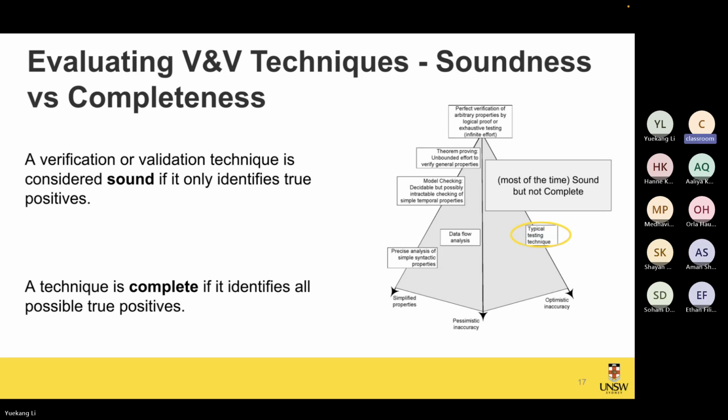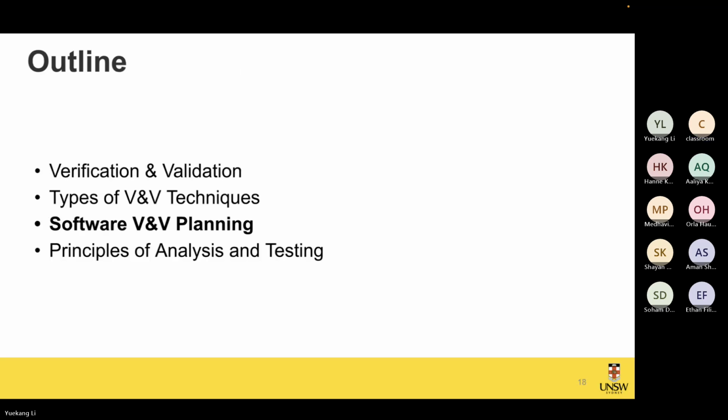But it is often sound because testing requires us to really execute the program with some input, right? If something observed is wrong, then the system must have some errors, right? So testing is often sound. So we don't report false positives most of the time. And that's all about different types of verification and validation techniques. And now let's move on to verification and validation planning.